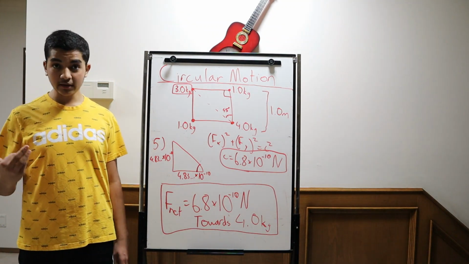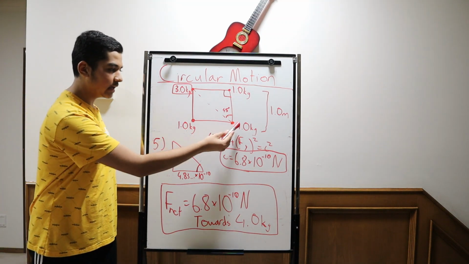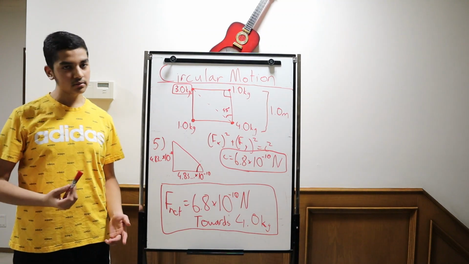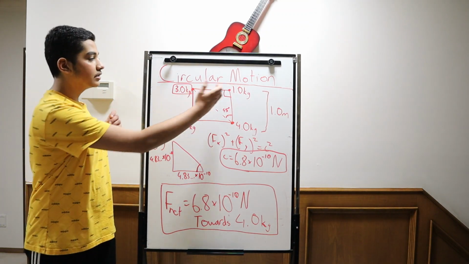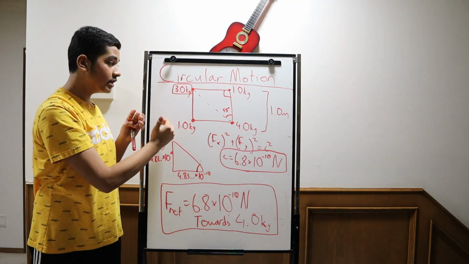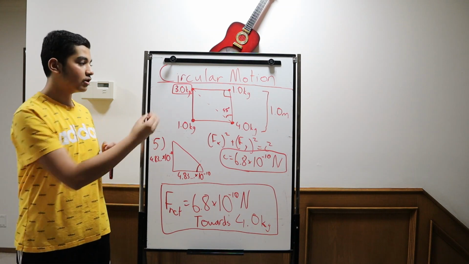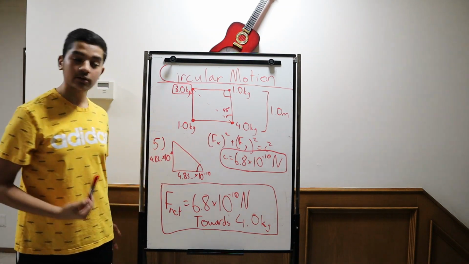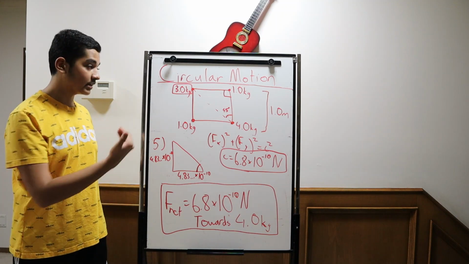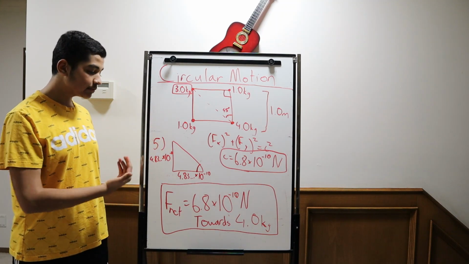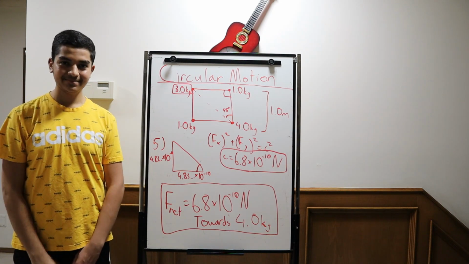Now we need to know the direction it is heading towards, but we know that it will be heading towards the 4 kilogram mass. One, because it's the heaviest mass, and two, because these two forces here are equal. Therefore, the only force that's actually going to be having an impact on the 3 kilogram mass is this 4 kilogram mass. So your final answer would be that the net force acting on the 3 kilogram mass is 6.8 times 10 to the power of negative 10 newtons towards the 4 kilogram mass.